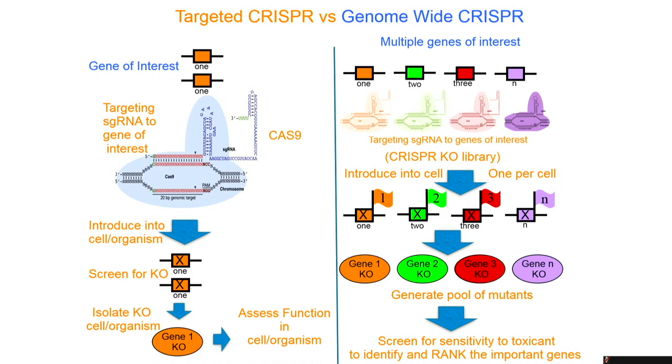The approach that I'm going to talk to you about today is an alternative approach, which is simultaneous targeting of multiple genes at the same time. It's essentially the same idea, but you're targeting a single gene in an individual cell, and you're making a pool of mutants. Each cell has a different mutation, and you can then assess the function of all of these genes simultaneously by looking at this pool. The easiest way to do it is to screen for sensitivity to the toxicant through whatever assay you happen to like, and then identify and rank the important genes. This is the approach that we have been using.